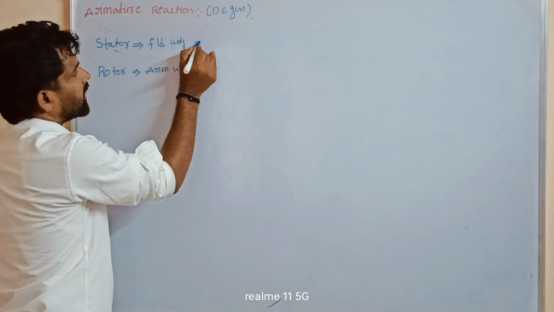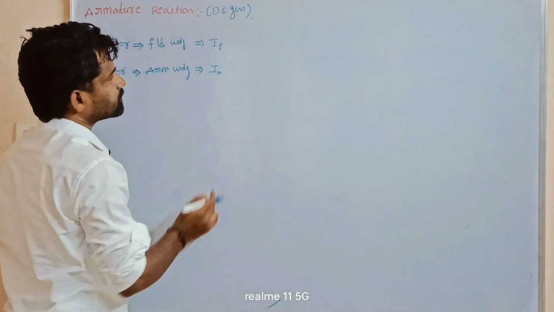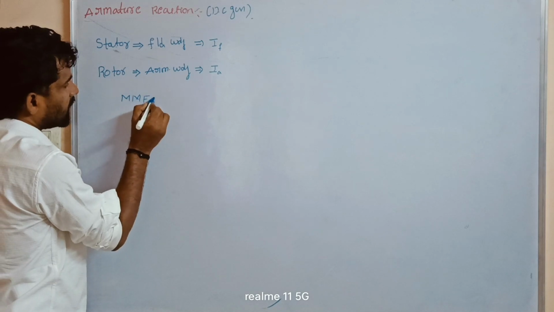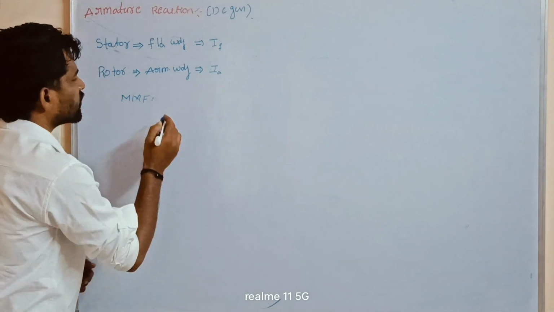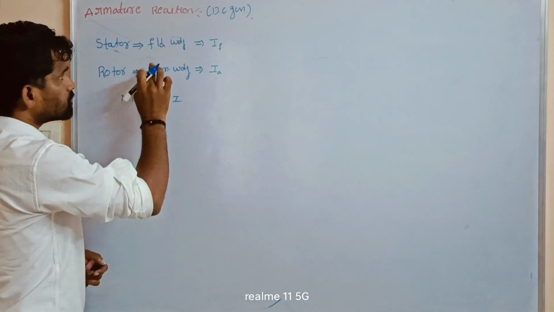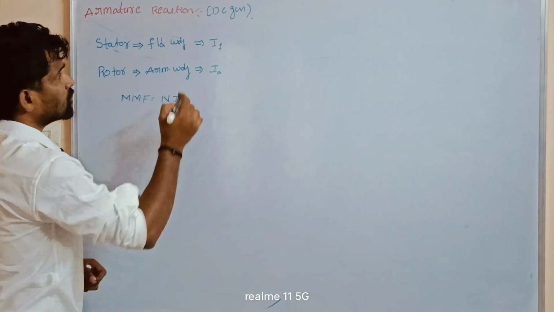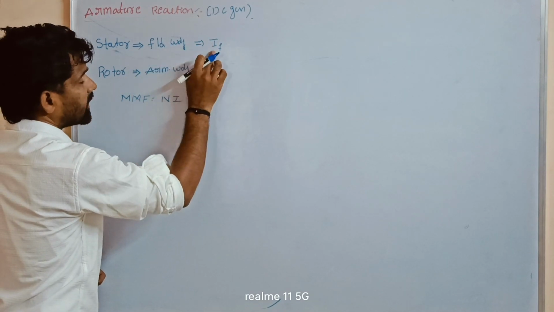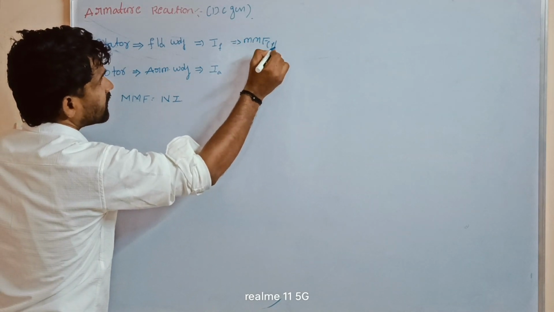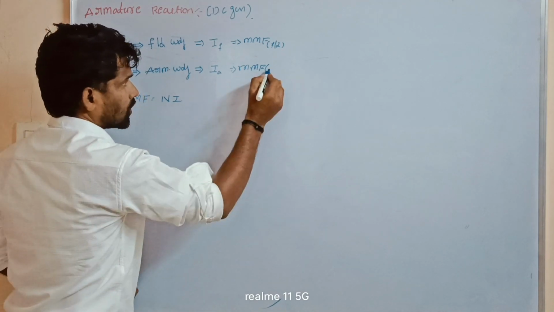The field winding creates a current, that is the field current IF. The armature winding creates a current, that is the armature current. Then we discuss MMF, magnetomotive force. What is the magnetomotive force? Magnetomotive force is nothing but the number of conductors times current. The field winding consists of a number of conductors, and the armature winding also consists of a number of conductors. Due to these two effects, conductors and current, the resultant is the magnetomotive force.